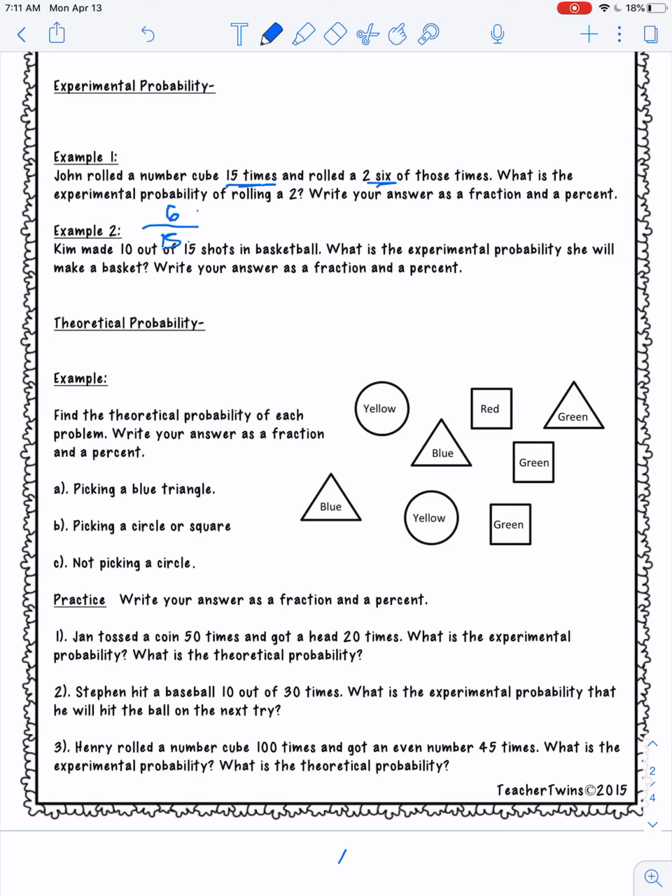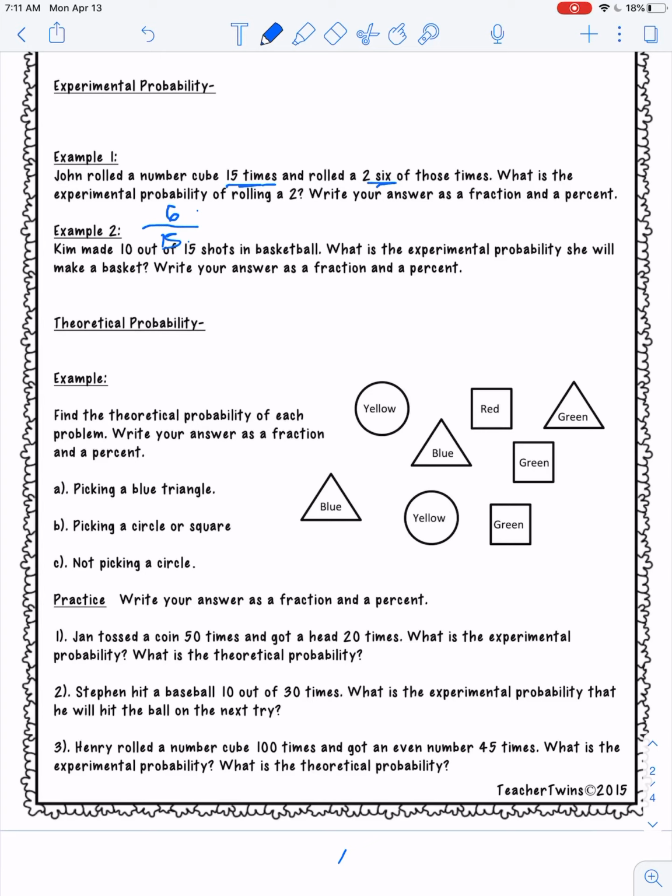Then we have our example number 2. Kim made 10 out of 15 shots in basketball. What is the experimental probability she will make a basket? Write your answer as a fraction and a percent. So right now I want you to think about what the fraction would be, and then turn it into a percent.